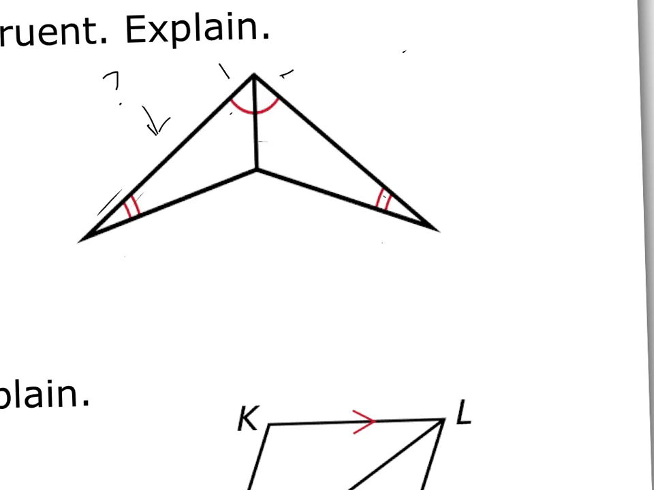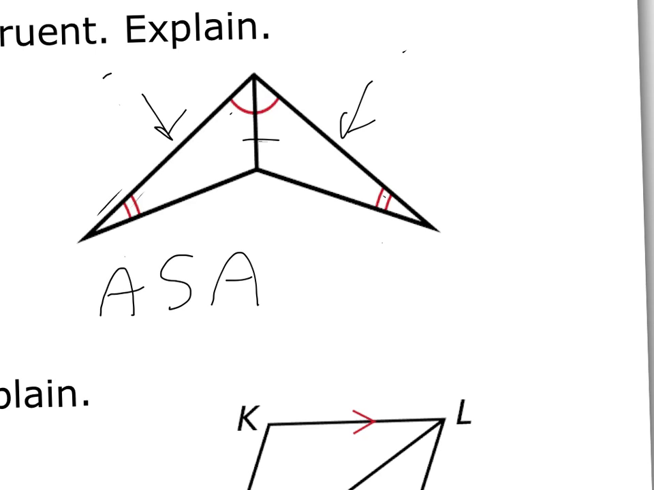Okay, so if you erase this, you can see that it can use ASA, because ASA says that if you have 2 sets of congruent angles in each triangle and you have a congruent side somewhere else that's not in between them, that would suggest that we have ASA. Okay, so we have an angle and a side, or we have an angle and a side.